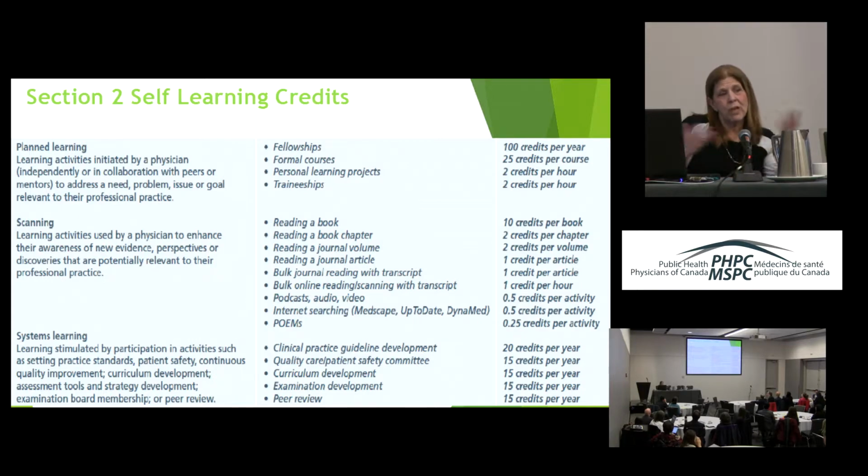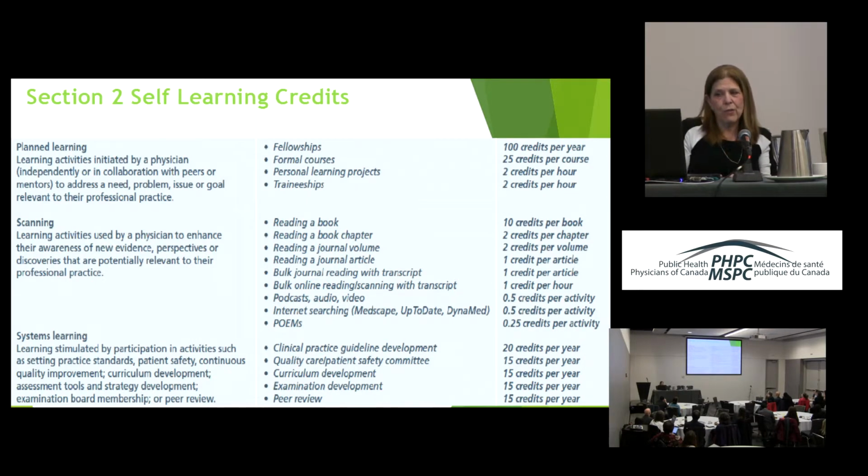Scanning is when you just more randomly read. It could be in a focused way, but if you're reading not in the context of a personal learning project, but just reading, it could be a book chapter, an article, and there are different credits associated with that. Poems are worth a quarter of a credit each, and podcast audio is half a credit.